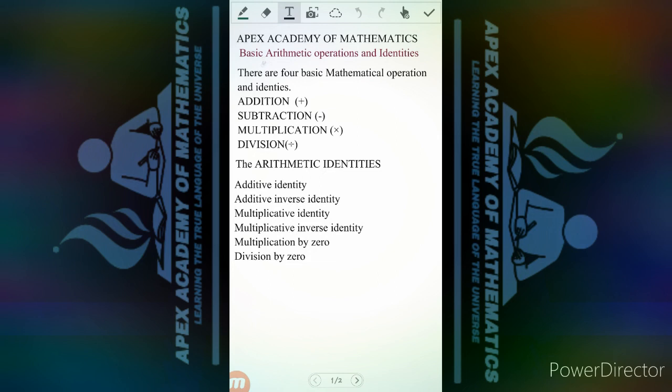As I said, in this video we're going to be talking about the 4 basic arithmetic operations and the identities that are attached to them. These operations are addition, subtraction, multiplication, and division, which we use on a daily basis. And you already know the signs that are affiliated with these operations, so this is somewhat self-explanatory. But what you may or may not have known is the identities that are attached to these signs.